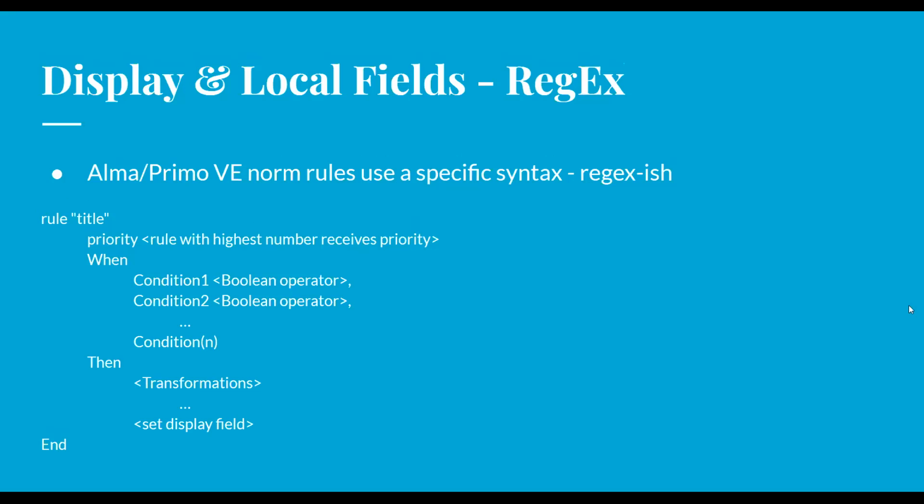Okay, so this is a pseudo example of what I'm talking about for the normalization rule. You've got a title. There's a priority, so basically a rule order, and it follows a when-then flow, where you have when, condition 1, condition 2, and so on and so forth. Then you transform the field how you want. That's what uses a bunch of the regular expressions. And then at the very end, you set the display field to what you want it to be.